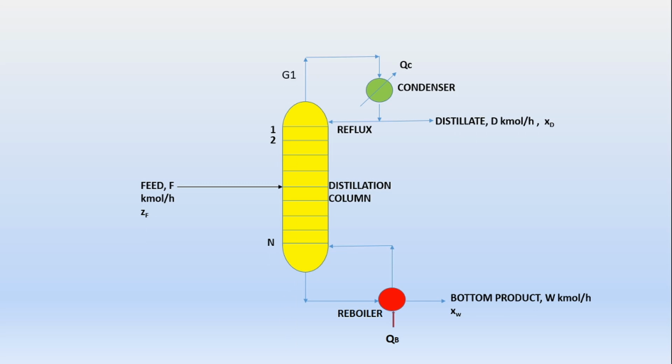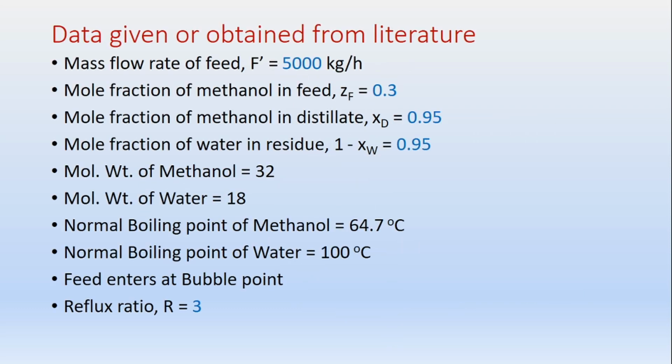So the vapor emanating from the topmost stage is G1 kilomole per hour, and the liquid from the bottom, from the nth stage going down, is Ln, and the vapor going to the nth stage from the reboiler is Gn+1. So we are going to use this nomenclature in our design further.